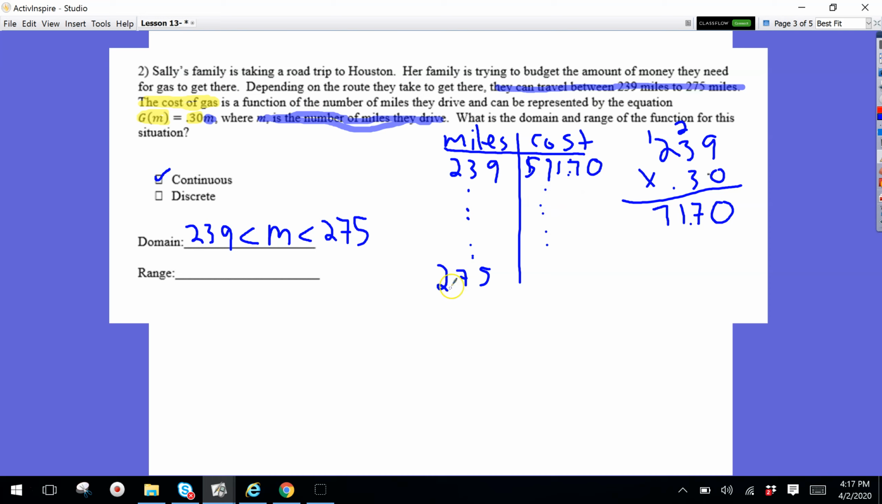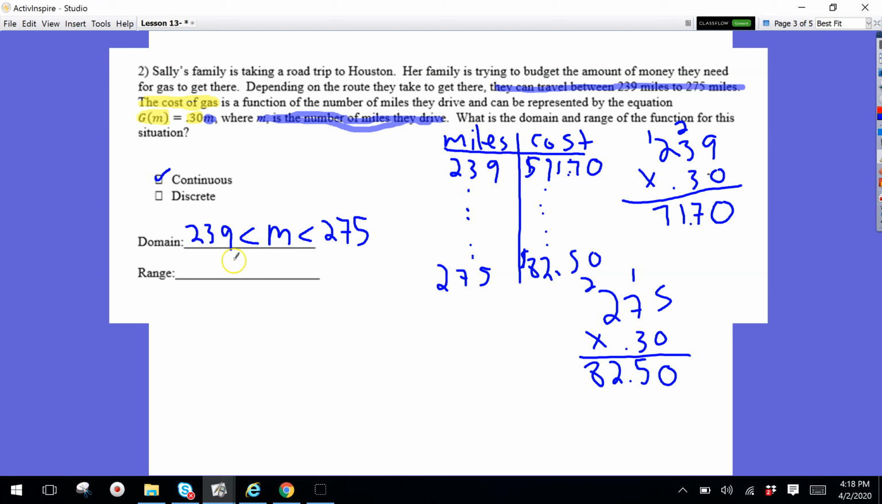And then we're going to do the same thing here with 275 times 0.30. So again, put that 0 as that placeholder. And here we have 15. Here we have, so 7 times 3, which is 21, plus 1 is 22. 2 times 3 is 6, plus 2 is 8. And so the most is 82.50, or 50 cents.